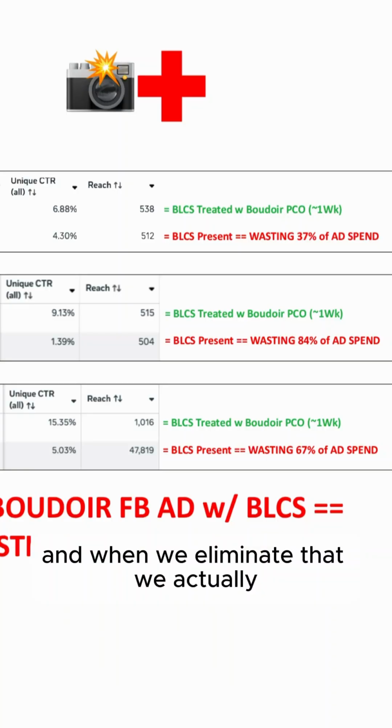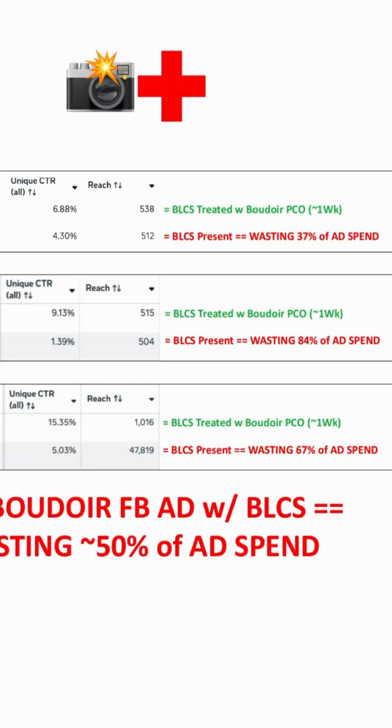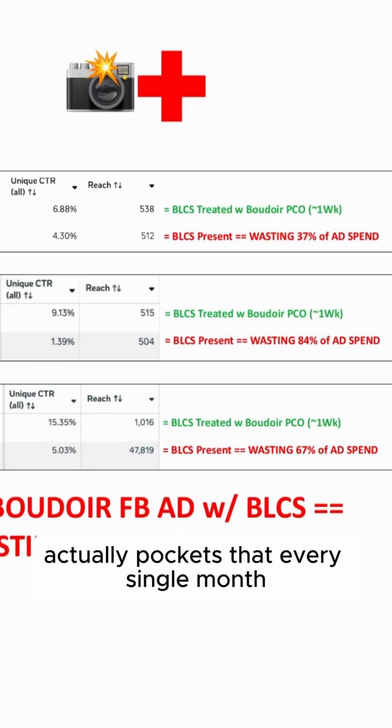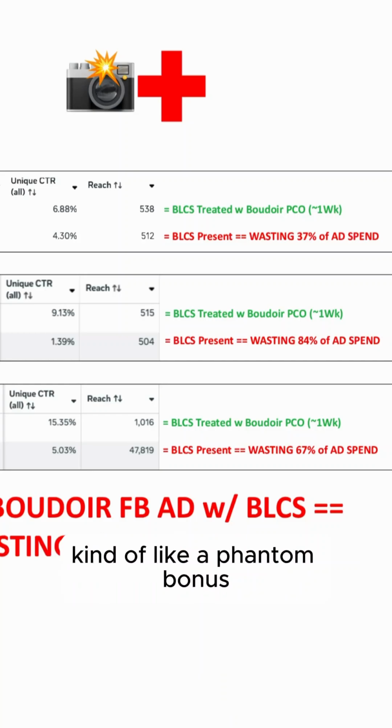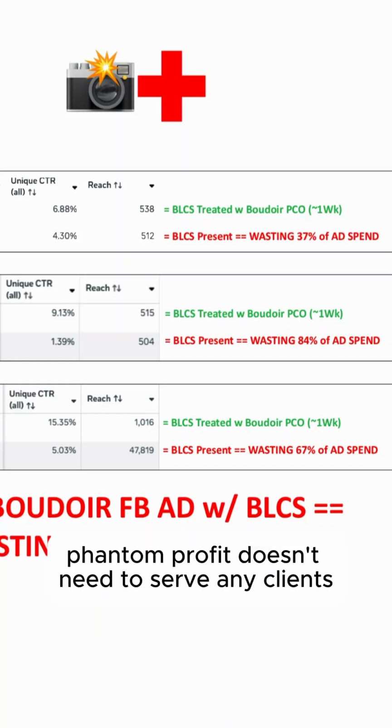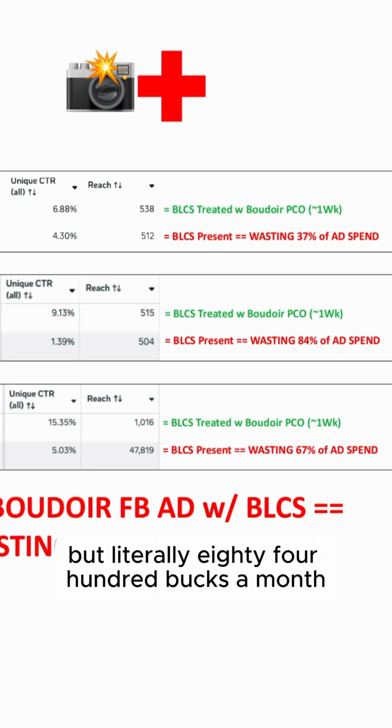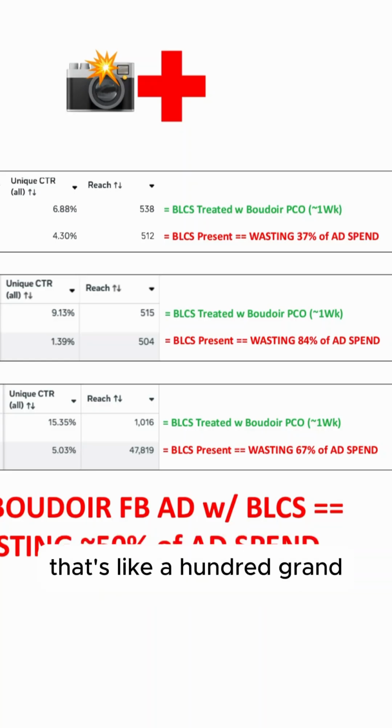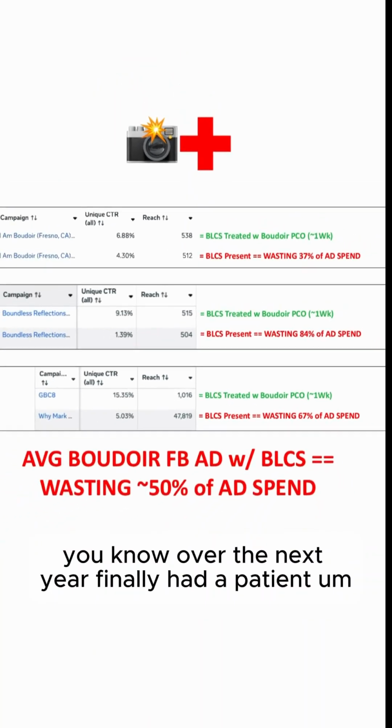And when we eliminate that, the business owner actually pockets that every single month, kind of like a phantom bonus, phantom profit. They don't need to serve any clients, but it's literally 8,400 bucks a month. That's like 100 grand over the next year.